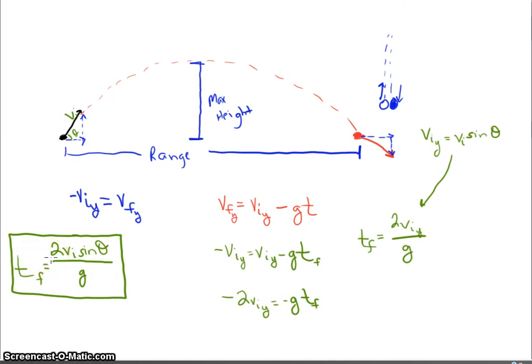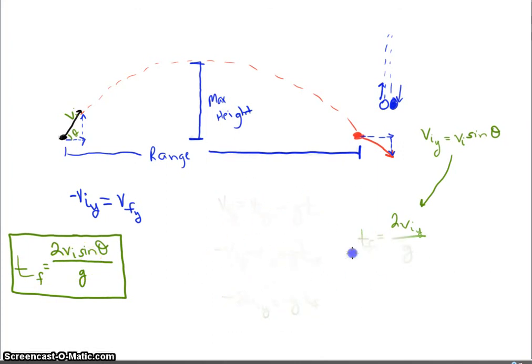Okay. Now, there is one other thing and one other derived equation that I want us to look at, and that is the equation for range. So what I'm going to do is I'm just going to kind of erase this stuff that we have here so that we can talk about range.